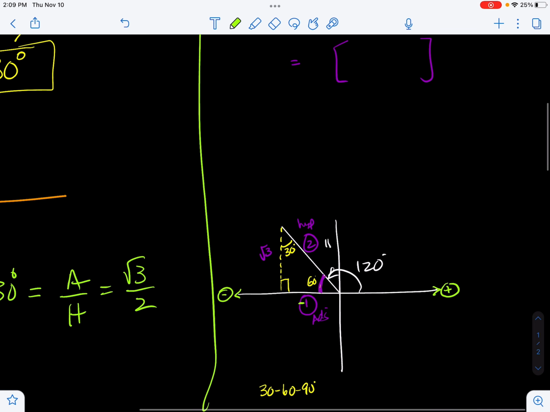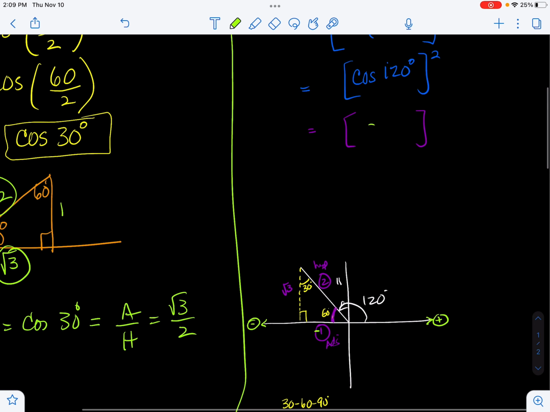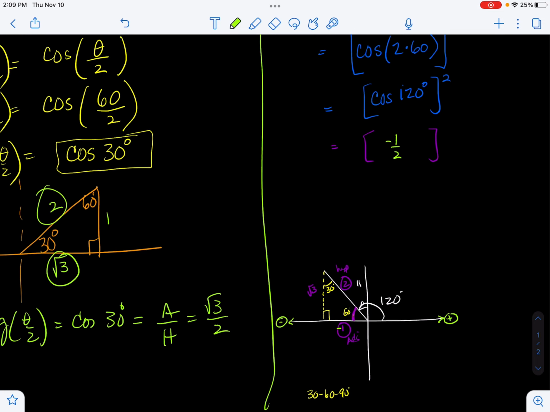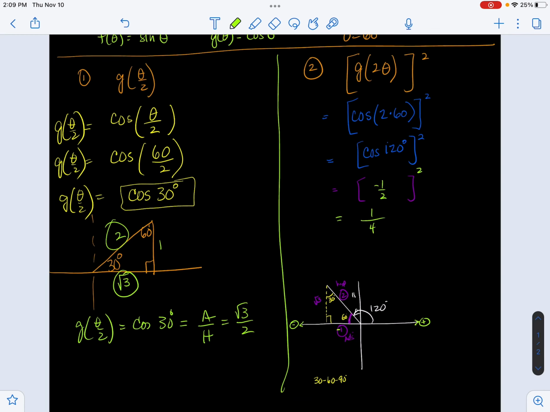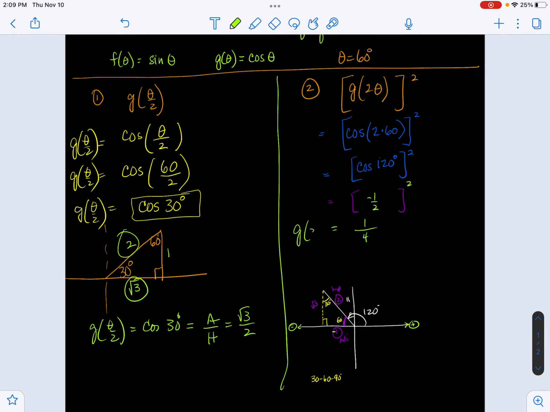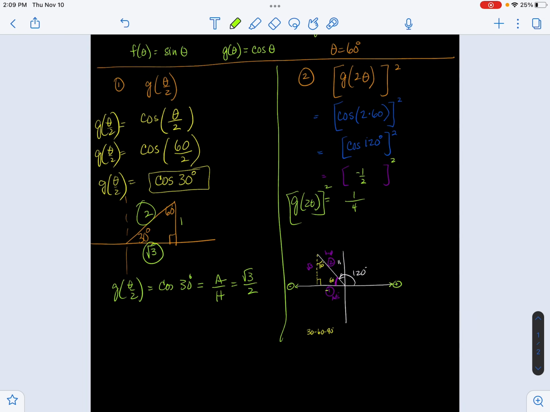And that actually changes our question. Well, this makes it negative half. But don't forget the square. Negative does end up dissolving. 1 squared is 1, 2 squared is 4. And here's the final answer. G of 2 theta whole squared is equal to 1/4.